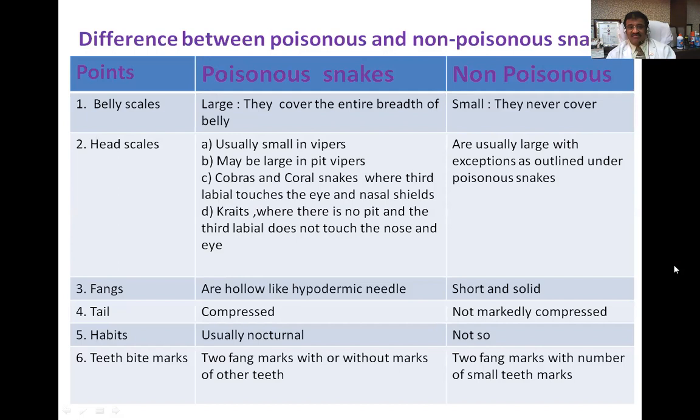Teeth marks of poisonous and non-poisonous snakes differ as far as the fangs and other smaller teeth are considered. There are two fang marks with or without marks of other teeth in poisonous snakes, whereas two fang marks are present with a number of small teeth marks in non-poisonous snakes. So you cannot say that there are no fangs in non-poisonous snakes. There are fangs, but other teeth are equally seen along with them, because they use teeth for holding and biting.